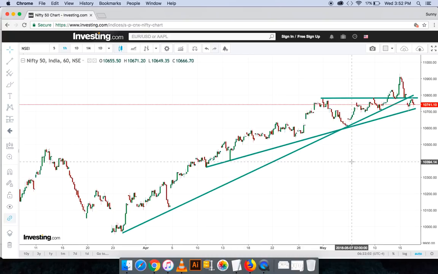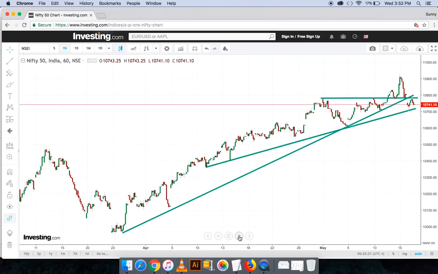So now I have this picture going on. This might confuse a few of you, but this is to further simplify things so that we know in advance where the price may take support or resistance.